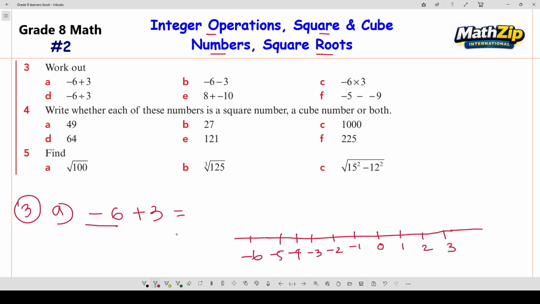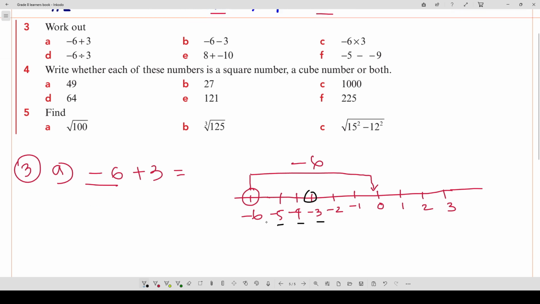So first here is -6. From 0 to here is -6, right? This is -6 and +3. We will add +3. So 1, 2, 3. So here is +3. It means -6 to -3. Here is a +3. So this one is our actual answer, which is -3, because the left side is considered minus. So -6 plus 3 equals -3.